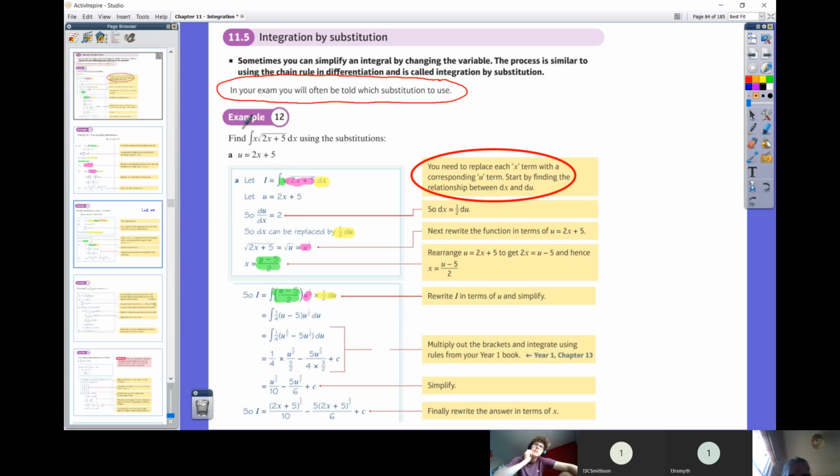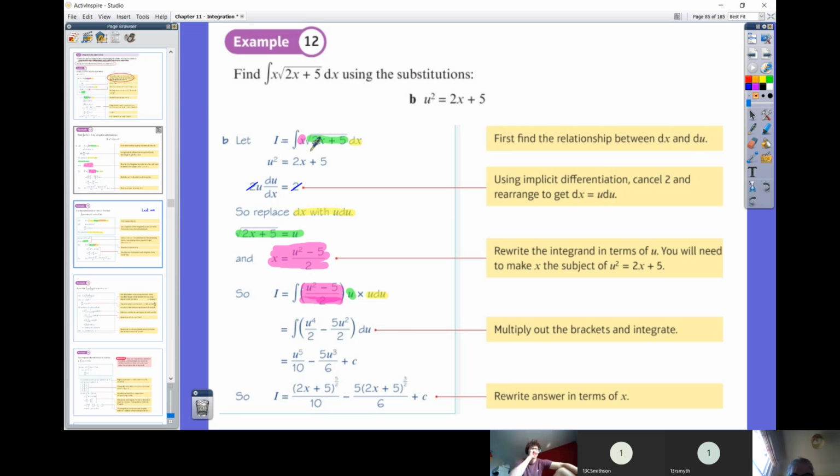Now, what they've done in the second part of example 12 is show that it would have worked perfectly well with a different starting point. For part B, they do the same integral, but this time use the substitution u squared equals 2x plus 5. They're showing you that it's not always the case that only one substitution works; either of these two substitutions would have worked equally well. So it's the same idea.